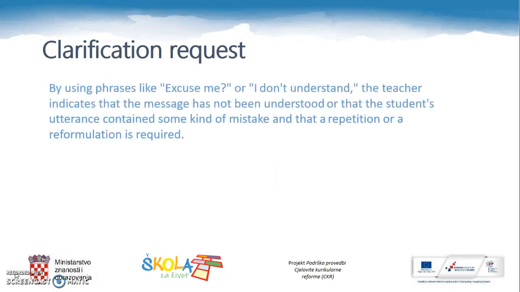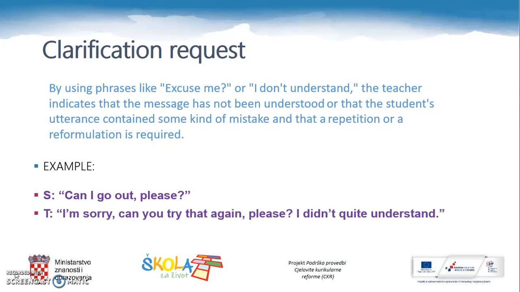Clarification request. By using phrases like "excuse me" or "I don't understand," the teacher indicates that the message has not been understood or that the student's utterance contains some kind of mistake and that a repetition or a reformulation is required. For example, the student says, "Can I go out, please?" The teacher says, "I'm sorry, can you try that again, please? I didn't quite understand."